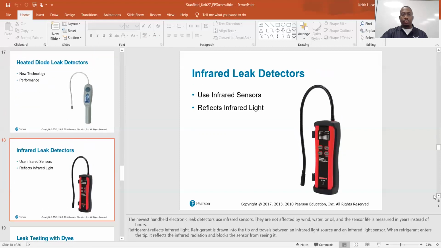Infrared leak detectors. The newest handheld electronic leak detectors use infrared sensors. They are not affected by wind, water, or oil, and the sensor's life is measured in years instead of hours. Refrigerant reflects infrared light. Refrigerant is drawn into the tip and travels between the infrared light source and the infrared light sensor. When refrigerant enters the tip, it reflects the infrared radiation and blocks the sensor from seeing it.